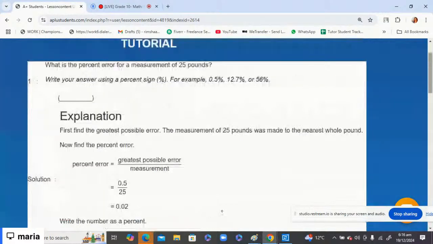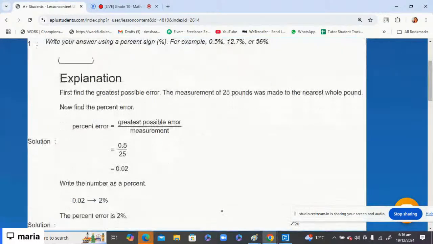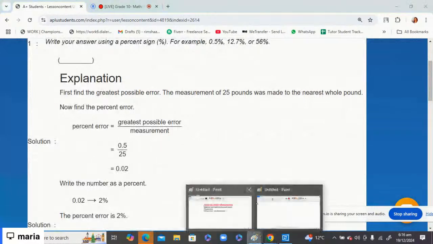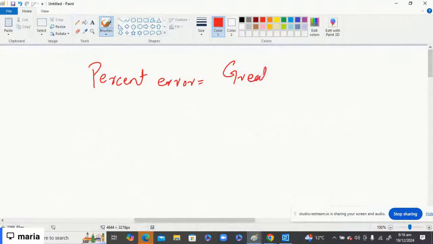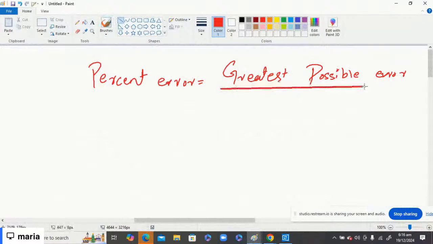Okay, so what does percent error mean? Percent error is the greatest possible error over the measurement. What's the formula? So the percent error is greatest possible error over the measurement.